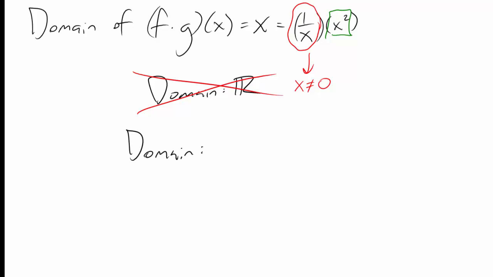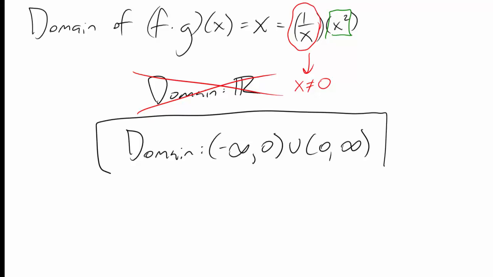So that's our negative infinity to 0, union 0 to positive infinity. And that is why people often get marked wrong for seemingly doing everything correct. It's because you have to use the unsimplified form of the problem. So that's where our answer is coming from here.